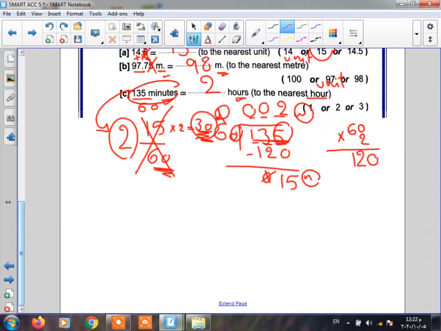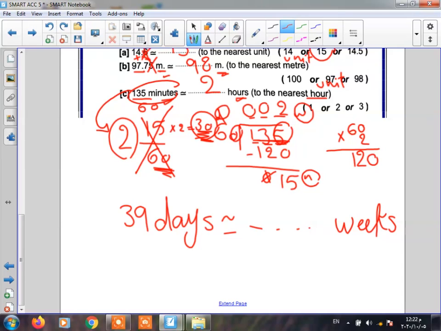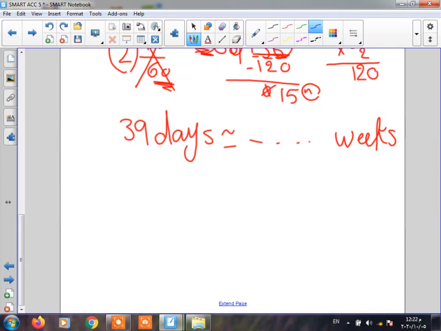Here we have another example for approximate to the nearest unit. Like what? Like if I have 39 days, approximately equal to the nearest weeks. Okay, let's see. I said before to make approximate to the nearest unit, to the nearest meter, to the nearest week, hour, day, minute, converting units, all of them means approximate to the nearest unit. But here we have just one step before we make approximate to the nearest unit.